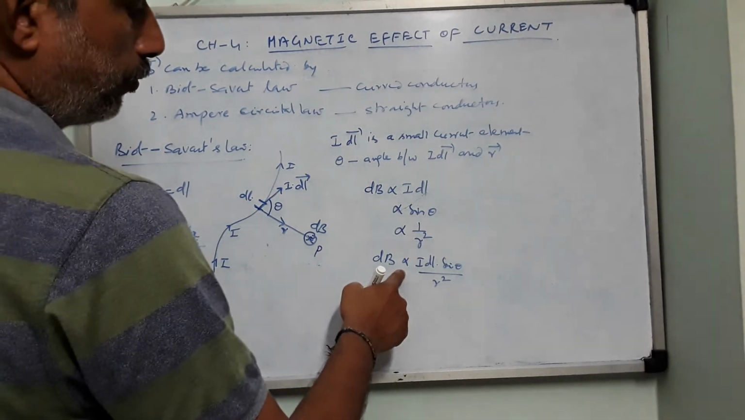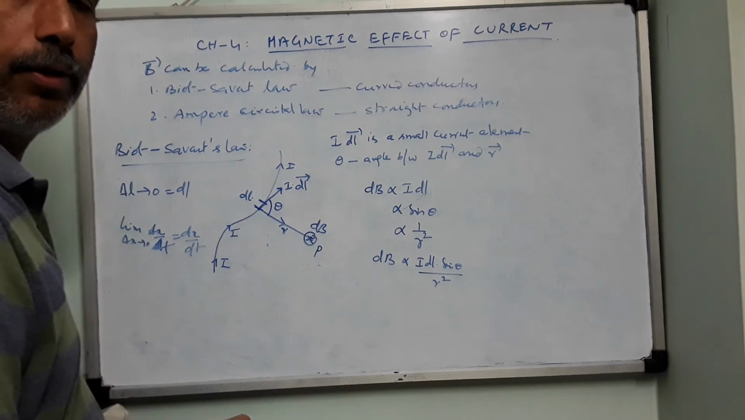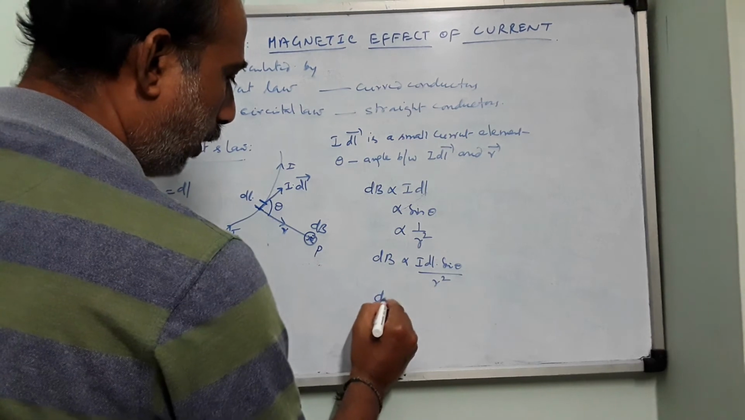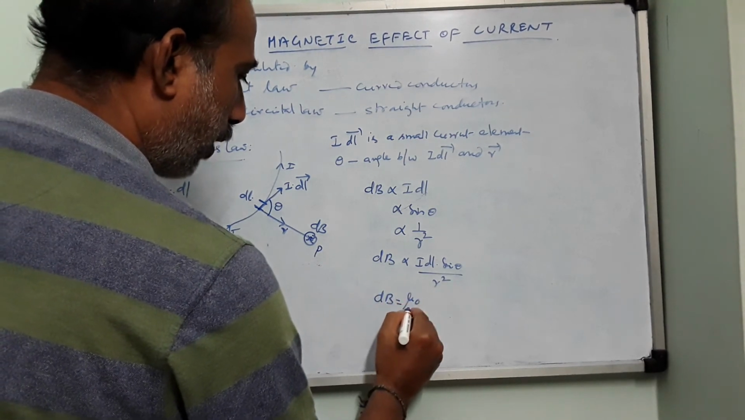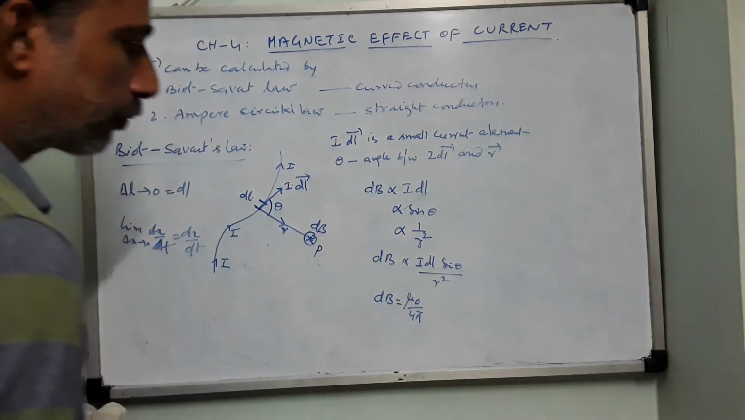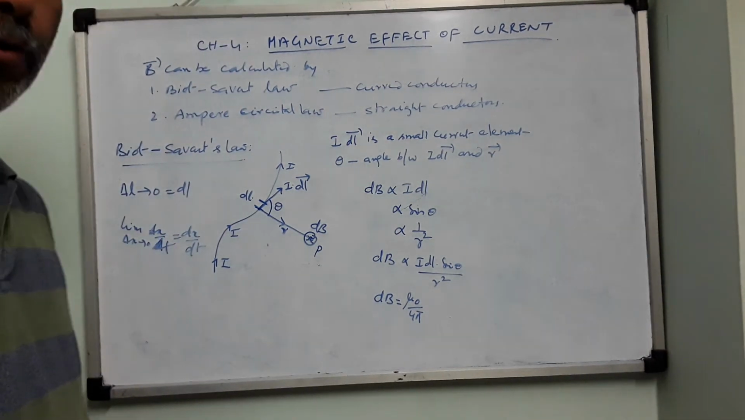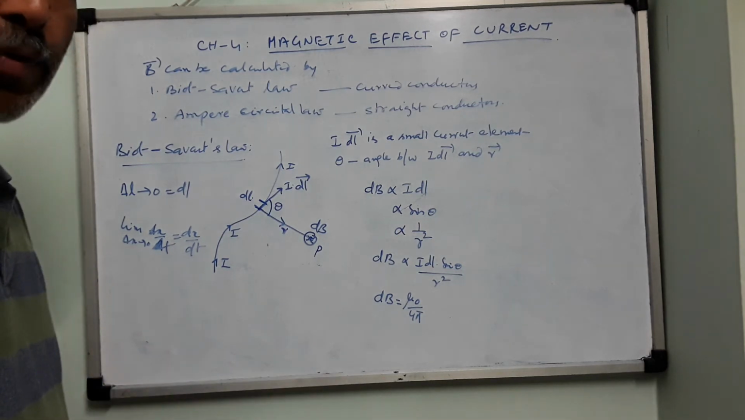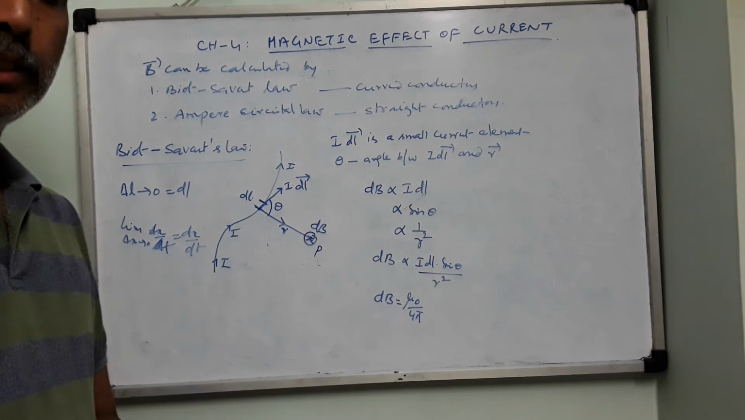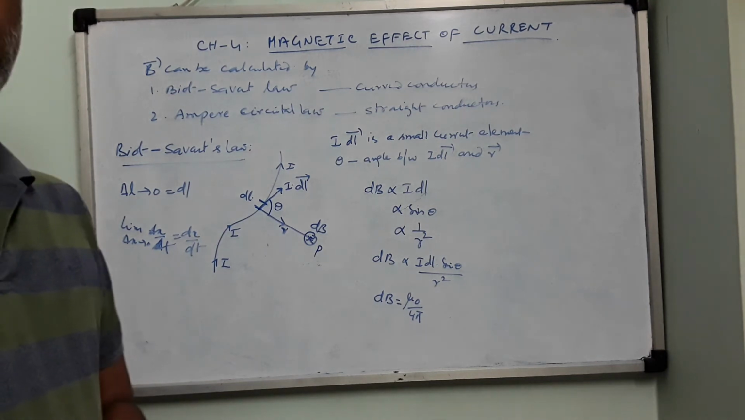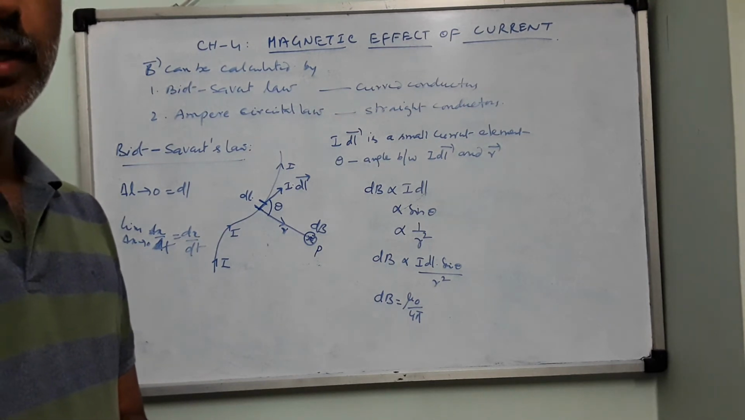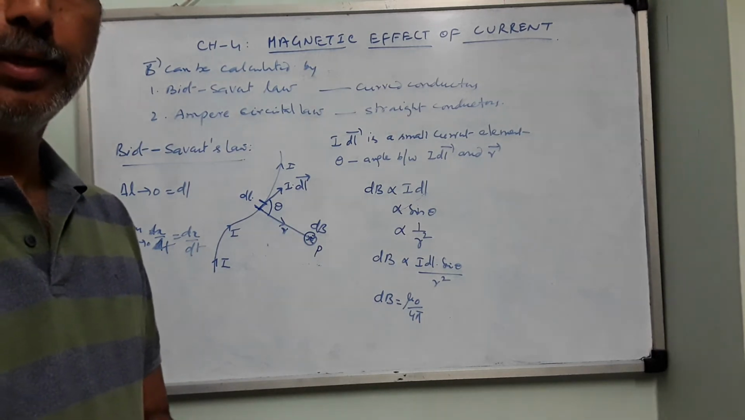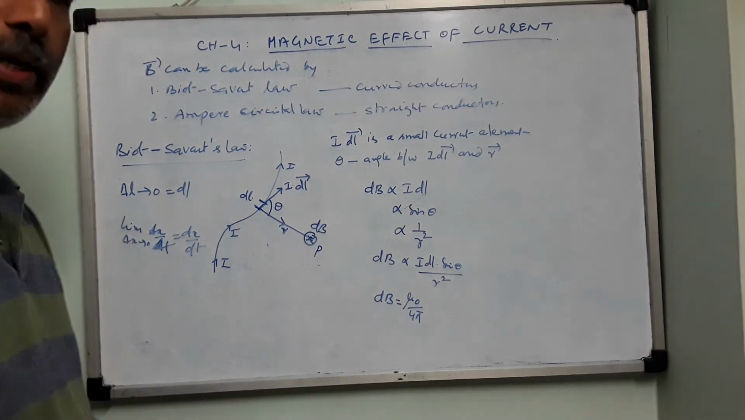Now to remove this proportionality, we will introduce an equality by bringing a constant. So the constant will be: dB equals some constant mu naught by 4 pi. This 4 pi will come in order to simplify or minimize the calculations for spherical symmetries. In a spherical symmetry, you have the surface area 4 pi r square, and the volume for spherical symmetries is 4 pi r cube whole divided by 3. So that 4 pi and this 4 pi will generally cancel.